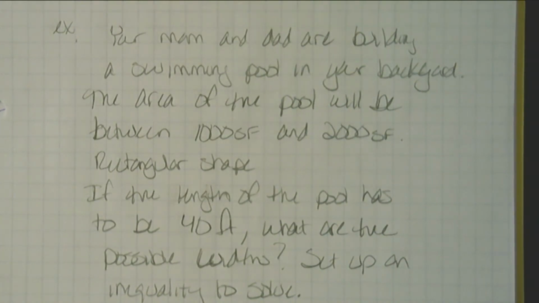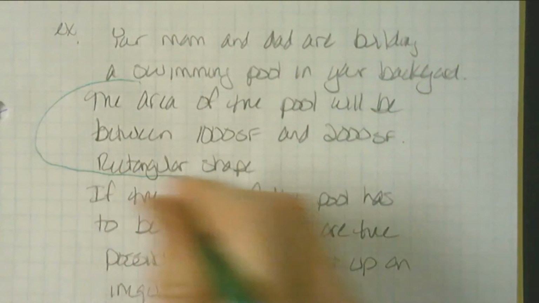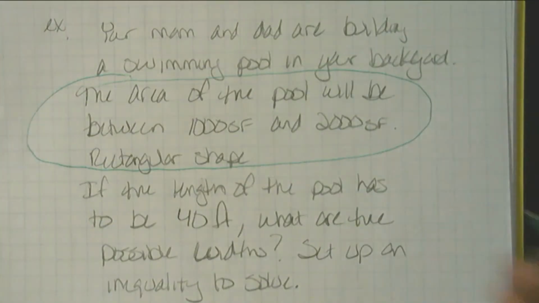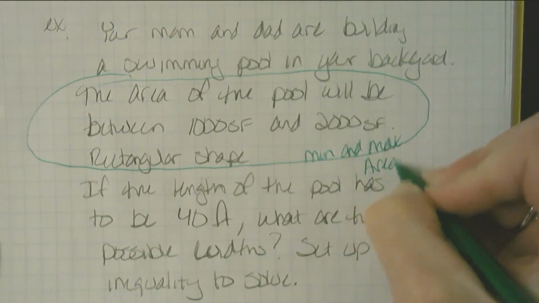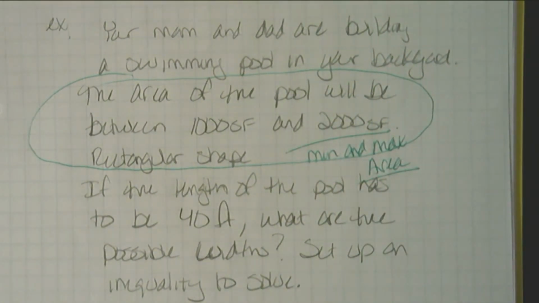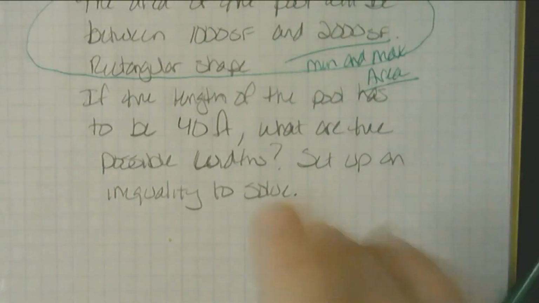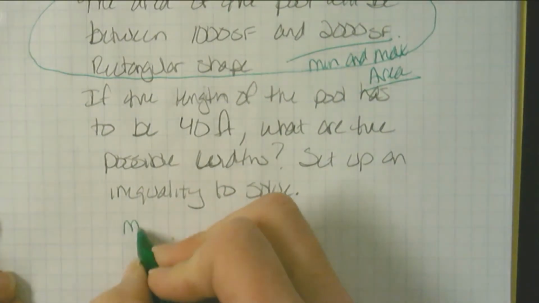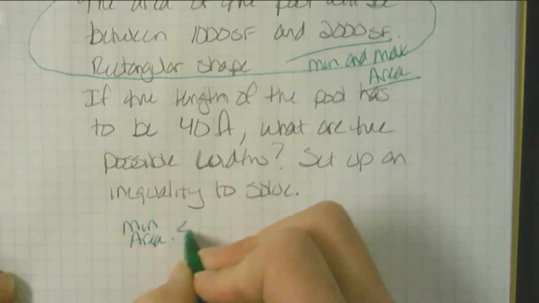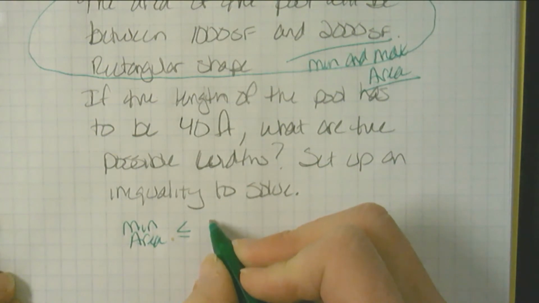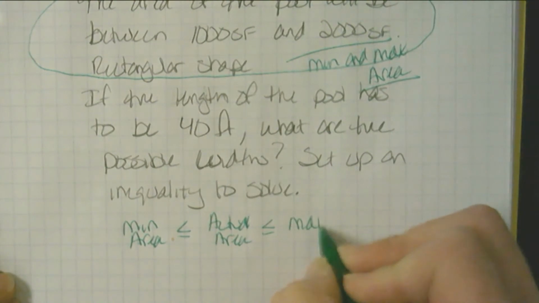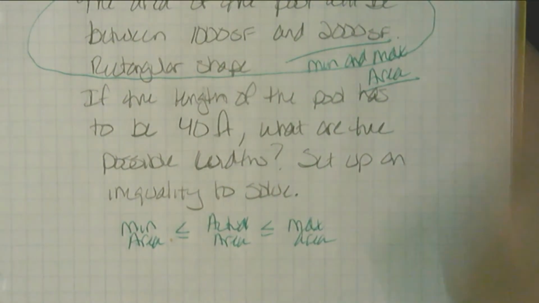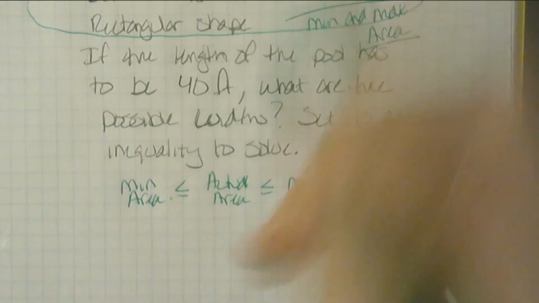So it's area, right? So I have a minimum and maximum area. All right, so this is a min and max area. So I know that what I'm measuring is the area. Are you guys good with that? Okay, so I'm going to set up my general game plan. I have the min area is less than or equal to my actual area, which is less than or equal to my max area. So that is my general game plan. You're all writing that down.